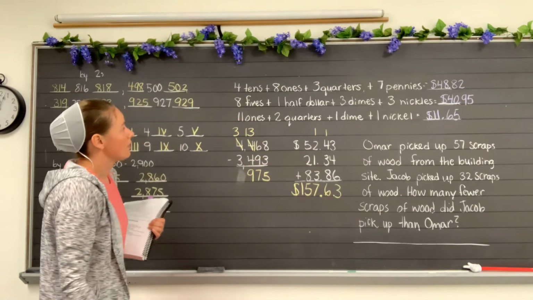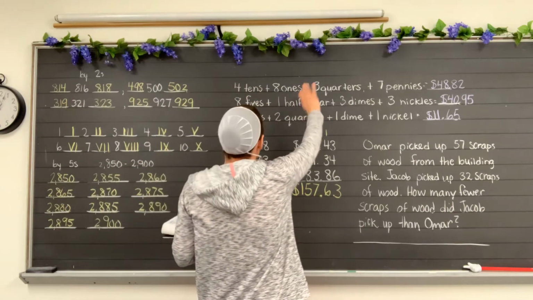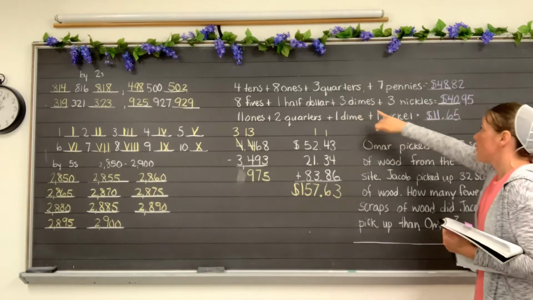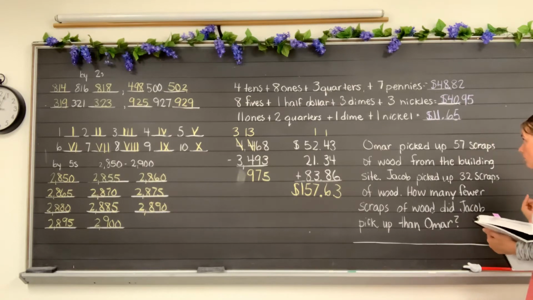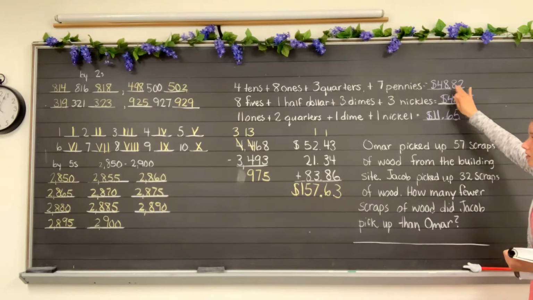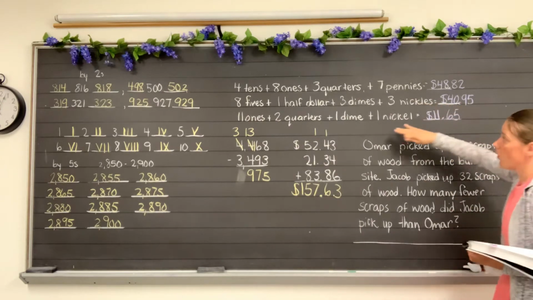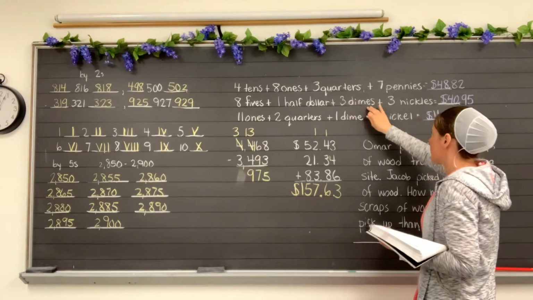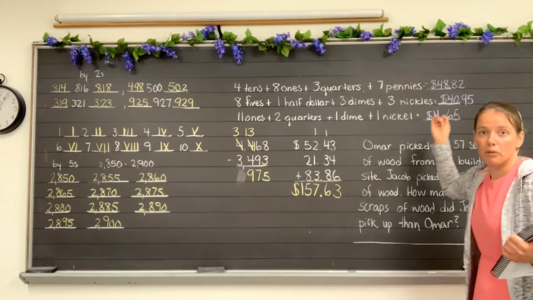Okay, and now let's count our money to make sure we're right. So 4 tens is $40, plus 8 ones, $48. 3 quarters, 75 cents, plus 7 pennies. 75 plus 7 is 82. $48.82. 8 fives is $40. Here's $40. A half dollar is 50 cents, plus 3 dimes is 60, 70, 80, 85, 90, 95, $40.95. Oh, good, we're right on that one.